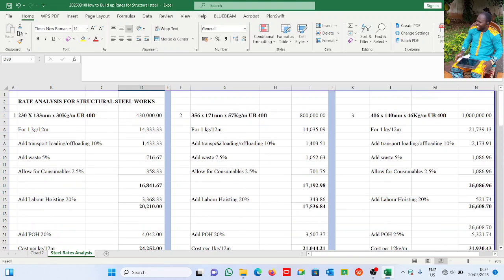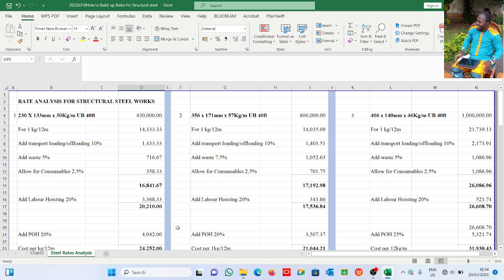Now in this tutorial I'll be taking us through how to prepare analysis for structural steel works. Structural steel works comes in different sections. You have the universal beam, you have the universal column, and the likes. Most of the time they come with their respective weights, that is, their respective weight in kg per meter.